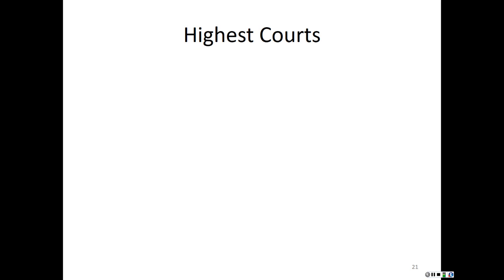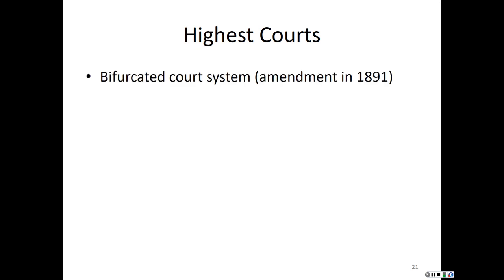Highest courts. Remember, we have a bifurcated court system. So now we're at this third level, this top level. We have a bifurcated system because we passed a constitutional amendment in 1891.